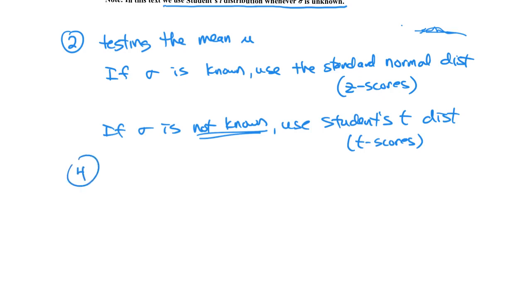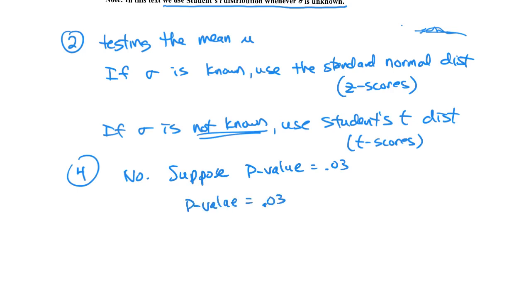Then number 4 says, consider a test for the population mean mu. If the p-value is such that you can reject h0 at the 5% level of significance, can you always reject h0 at the 1% level of significance? Well, the answer is no, of course, because let's suppose the p-value equals 0.03.